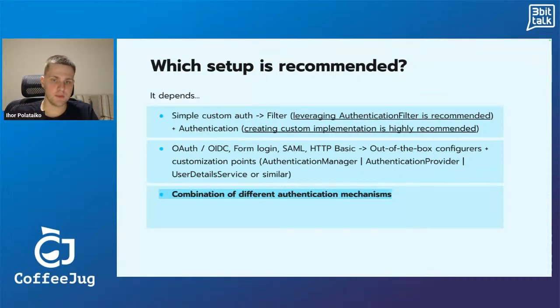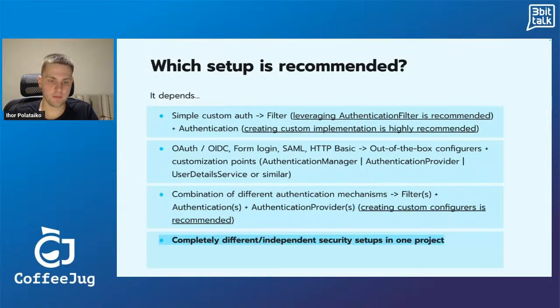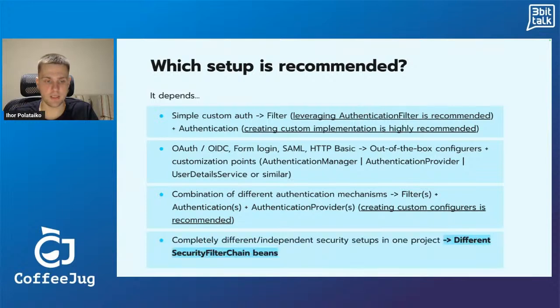If you have a combination of different authentication mechanisms, then you would have to specify a filter for each of them, create a dedicated authentication for each of them, and authentication providers for each of them, and defining custom configurers per each authentication mechanism is recommended. And if you have completely different or independent security setups in one project, it makes sense to create different security filter chain beans.